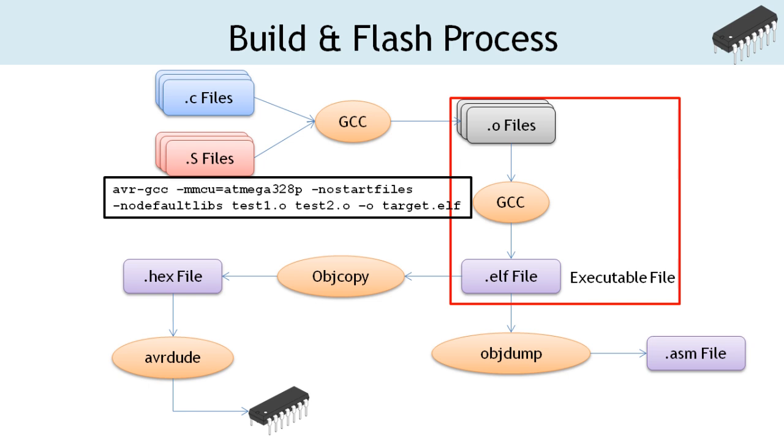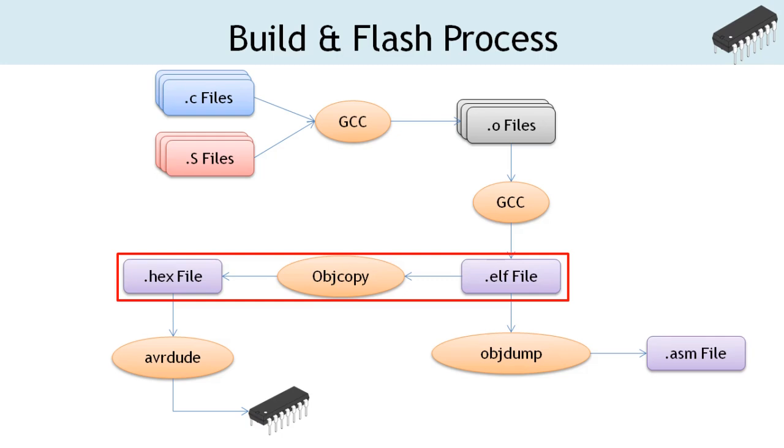The "-nostartfiles" and "-nodefaultlibs" options tell the linker not to use the standard system startup files and standard system libraries while linking. Finally, the "-o" option is used to define the output file name, that is the name of the executable file.